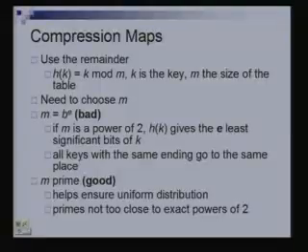Let us now look at some compression maps. Given an integer, now you have to map it to the small range of your table. One natural thing would be that this k is your integer and your table is of size, let us say, little m. So just do k mod m. K mod m will give you some integer in the range 0 through m minus 1. So k is the key and m is the size of the table.